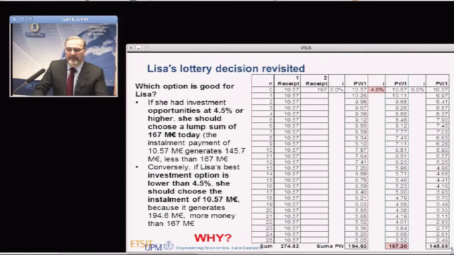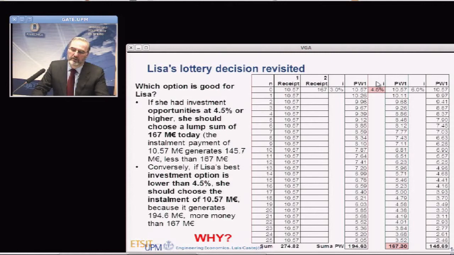So what will you prefer at that interest rate? The lump sum of 167 or the installment payments received every year from now to the 25th year? The present worth of this amount is 194 million euros. Because this number is higher than the present worth of option 2, which is 167 million euros, we will prefer option 1, the periodic installments.